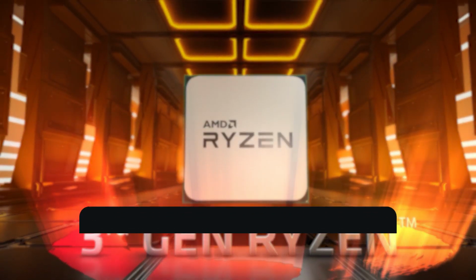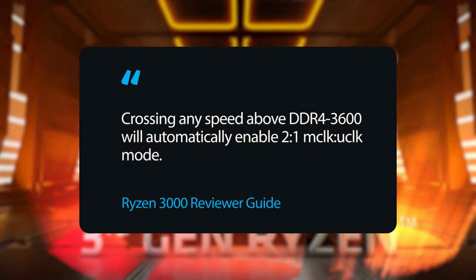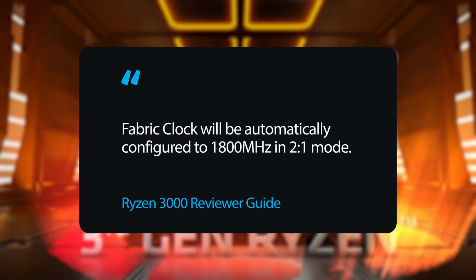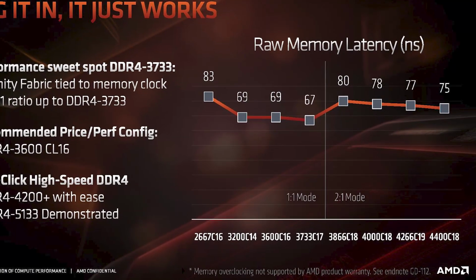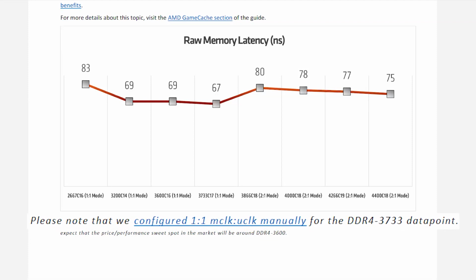3rd Gen Ryzen fixes this by having a second state separate from your RAM. When you reach 1800 MHz or 3600 effective, the Infinity Fabric goes from a 1-1 state with your RAM to a 2-1 state, and it basically stays at 1800 MHz. Now, I know some have pointed to this graph, but the reason it goes higher than 1800 MHz is because AMD manually set it there, and this brings us to overclocking the Infinity Fabric.